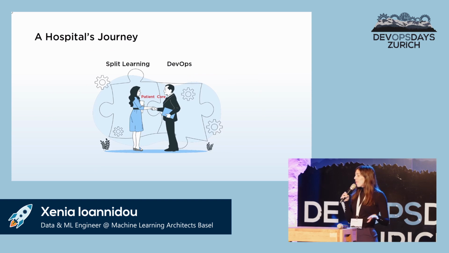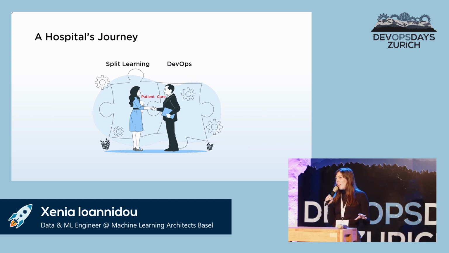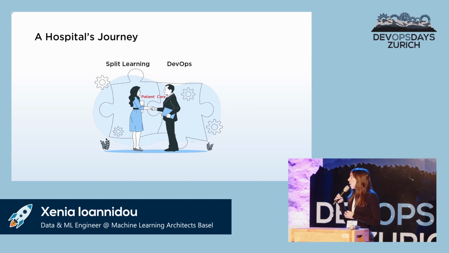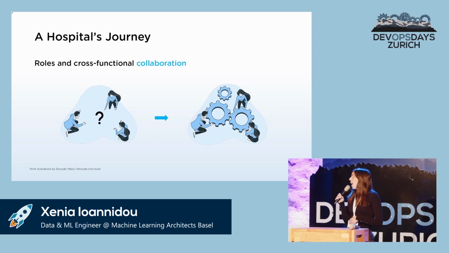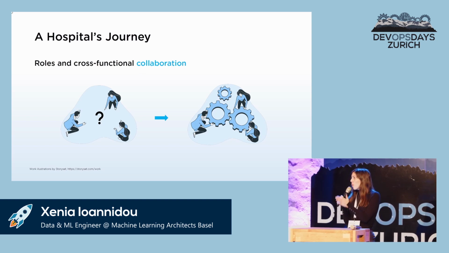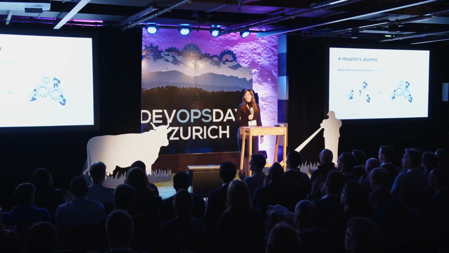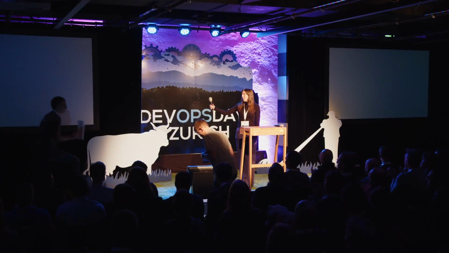And that's how this hospital's journey comes to an end. We managed to implement split learning with the help of DevOps, but prioritizing always our patients' care and their data privacy. And of course, we did that by clarifying clear roles for all the different team members and by prioritizing always cross-functional collaboration across everyone.